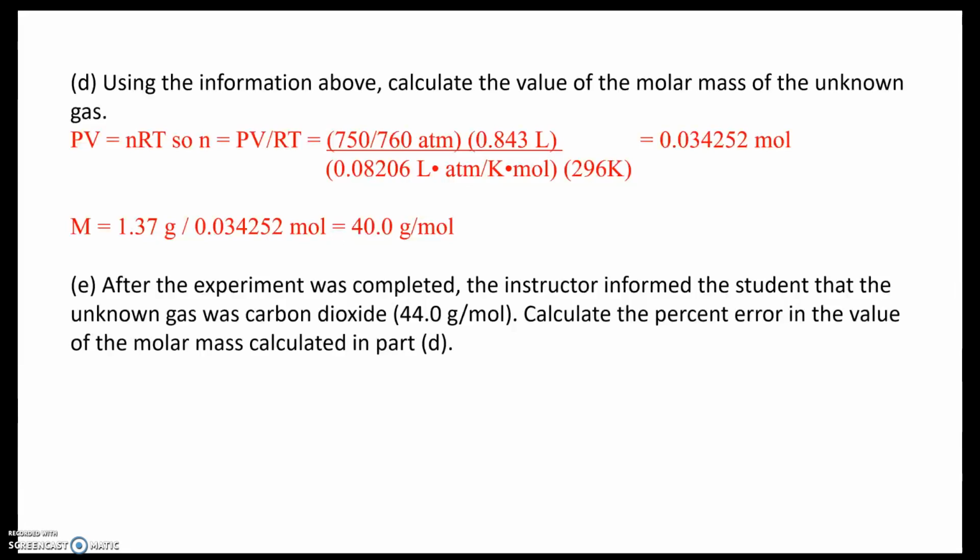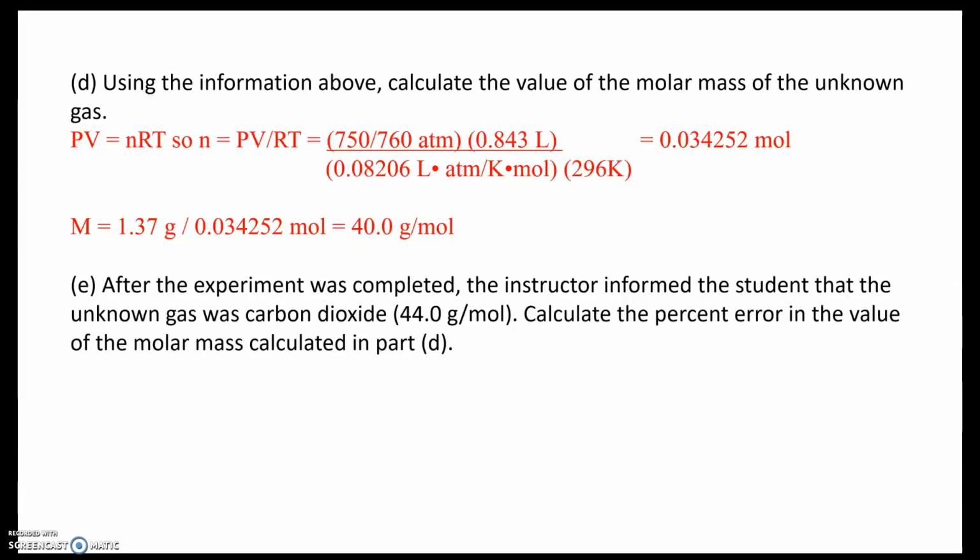All right, now I need to get my molar mass. My molar mass is just the number of grams divided by the number of moles, and I end up getting 40.0 grams per mole. Could be a number of different gases, but in part E, the instructor tells the student that the unknown gas was carbon dioxide. They consult the periodic table and see that carbon dioxide's molar mass really is 44 grams per mole.